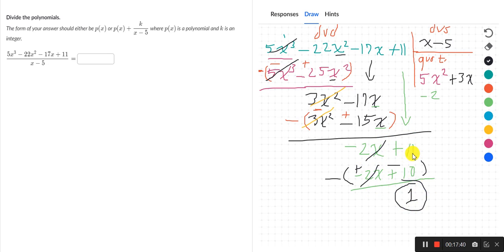So how do you write that? Well, remember that this is, I didn't write it here because I didn't have space, but this is how you write this: 5x squared plus 3x minus 2 plus, because it's positive, 1 over x minus 5. And this, my friends, will be your final answer.